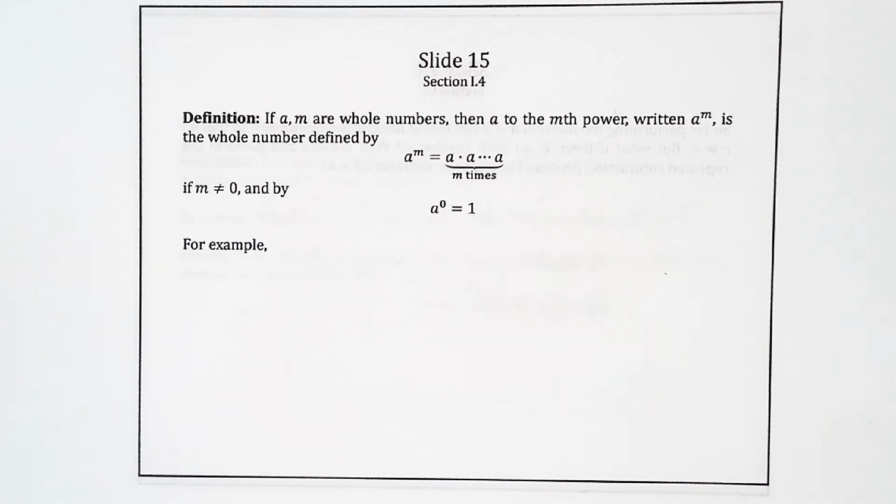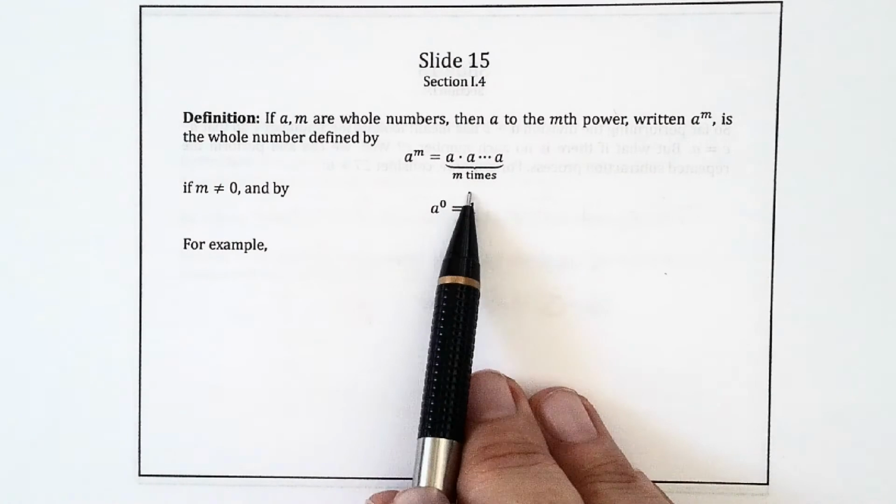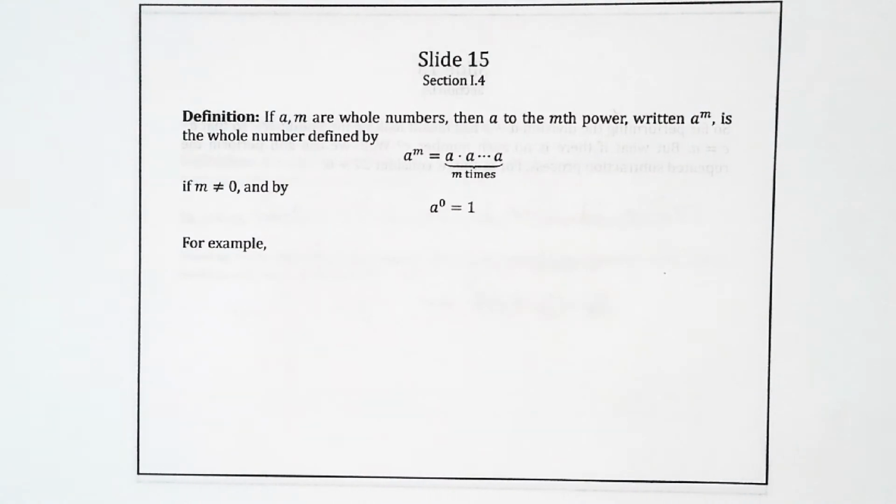Okay, now let's talk about the power operation. If a and m are whole numbers, then a to the mth power, which is written a to the m, is the whole number defined by a times itself m times. So the power operation is defined as repeated multiplication. A to the mth power is just a times itself m times. We also define a to the 0 is equal to 1.